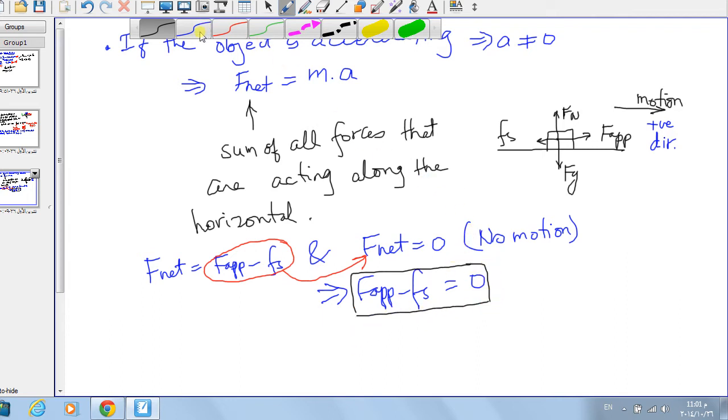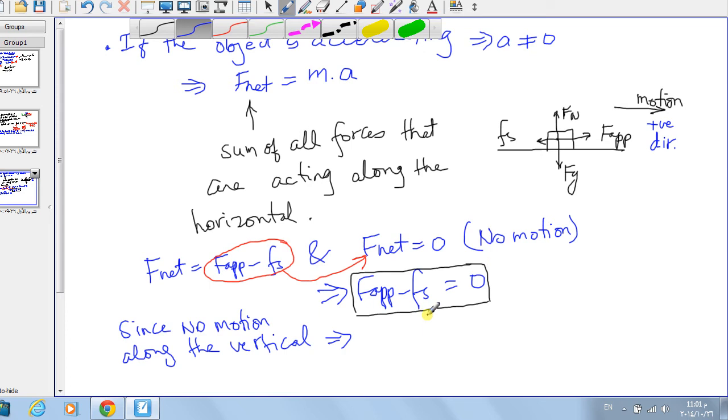All right. Now we shouldn't forget about the y direction, or the vertical direction. Since there is no motion along the vertical, along the y direction, the forces cancel each other.